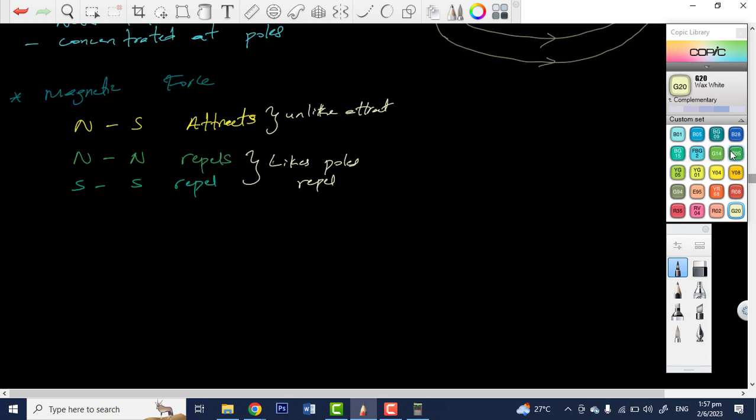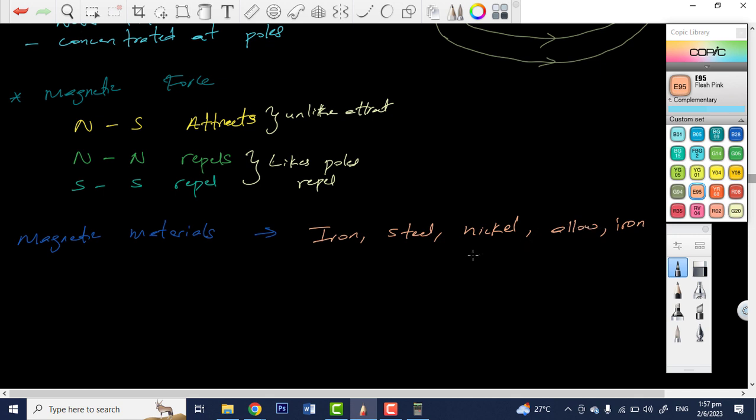Also need to know about magnetic materials. Magnetic materials, in other words, are materials that can be used to form magnets. Some of these include iron, steel, nickel, right? And certain alloys containing iron, right?